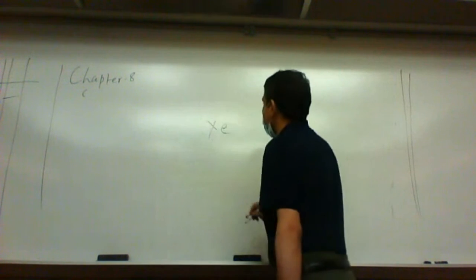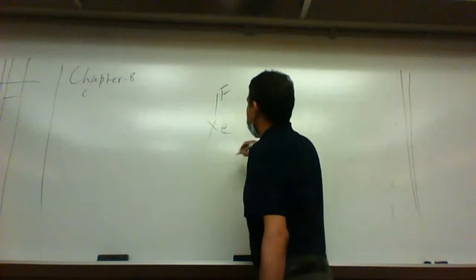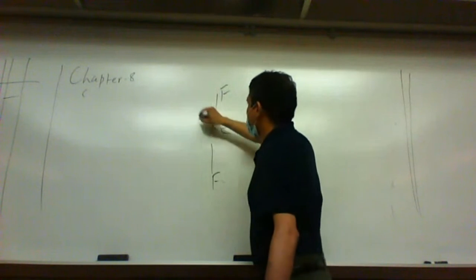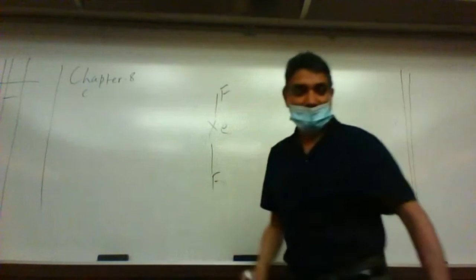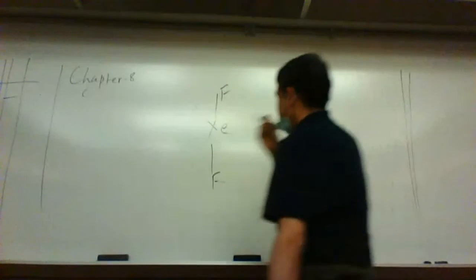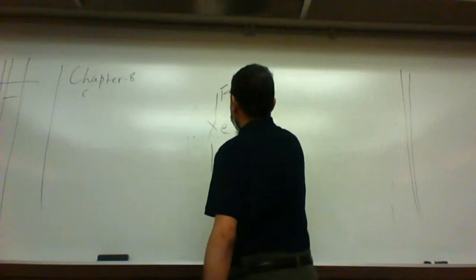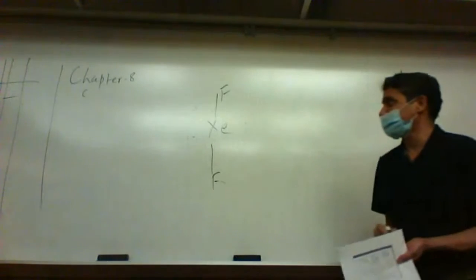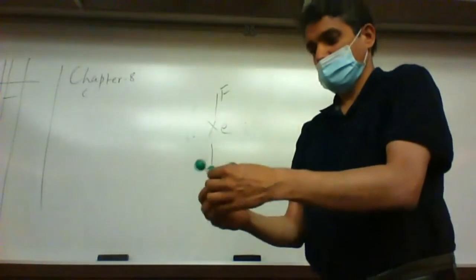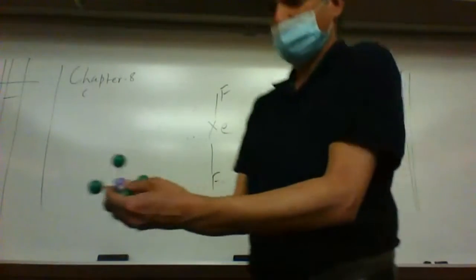So at the center you have a xenon, and then one fluorine is going up, another fluorine is going down, and there are three pairs here. One pair, two pair, three pair. We have three pairs of electrons at the equator. So it looks like this.